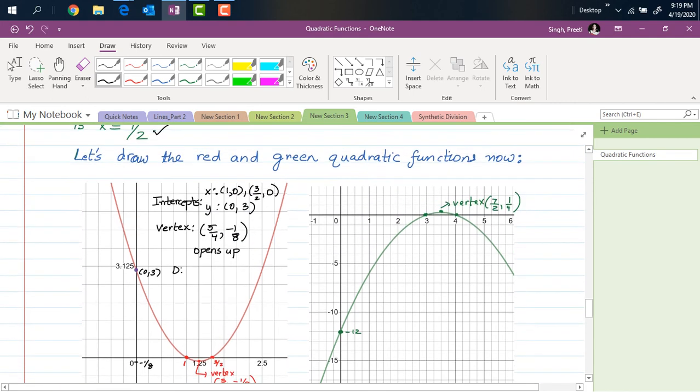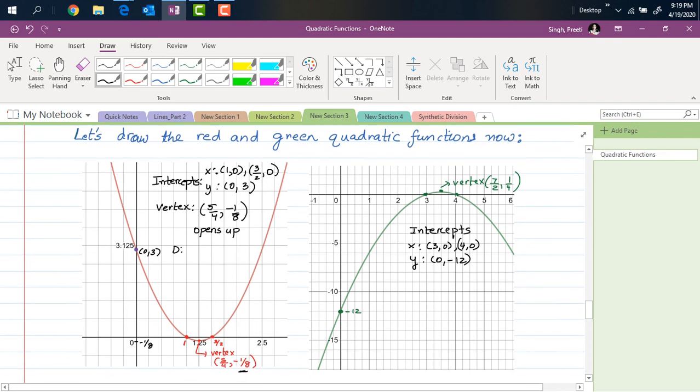Let's look at the green one. For the green one, the x-intercepts were 3, 0 and 4, 0. The y-intercept is -12, which is right here. As you can see, it's crossing the y-axis at -12. The coordinates of the vertex are 7/2, which is 3.5, and 1/4. I haven't drawn the axis of symmetry, but it is symmetric about x equals 7/2.